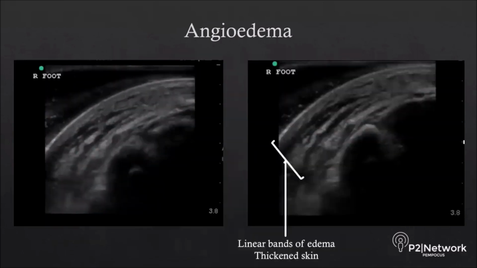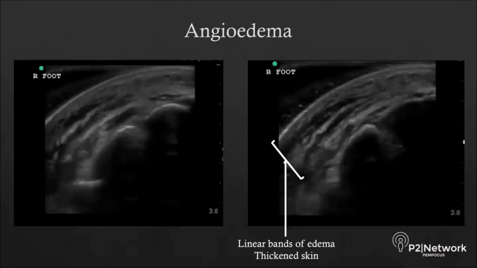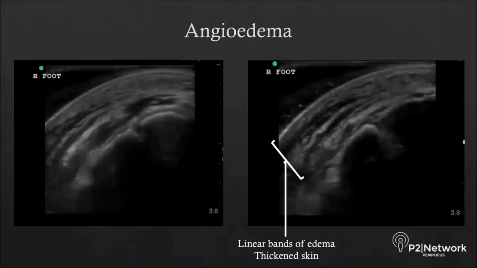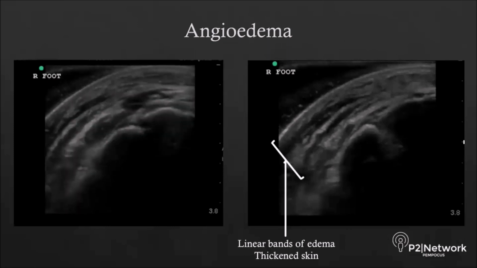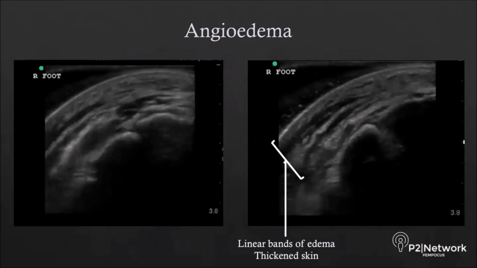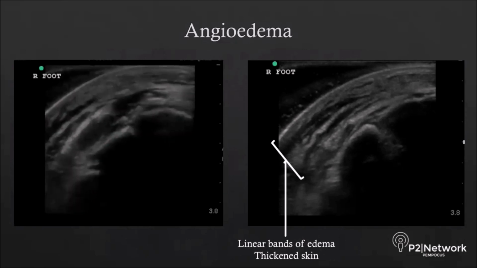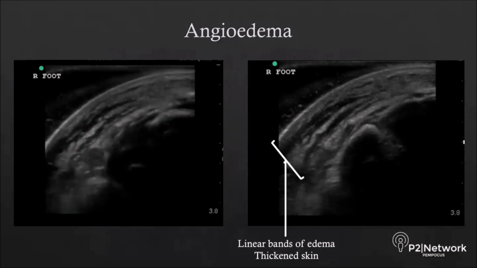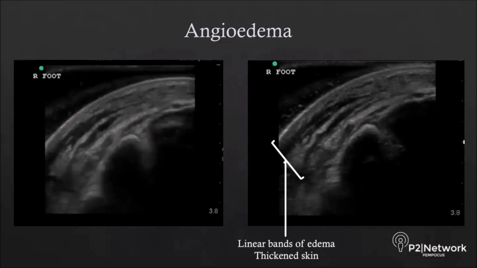In terms of angioedema, if you have a patient who may have been stung by an insect or some sort of sting, instead of cobblestoning, they may have what we call linear bands of edema that you see here. The skin will still be thickened, but the subcutaneous tissues may be divided by just these linear bands that you see here on the left side on the video, as well as on the right side here.